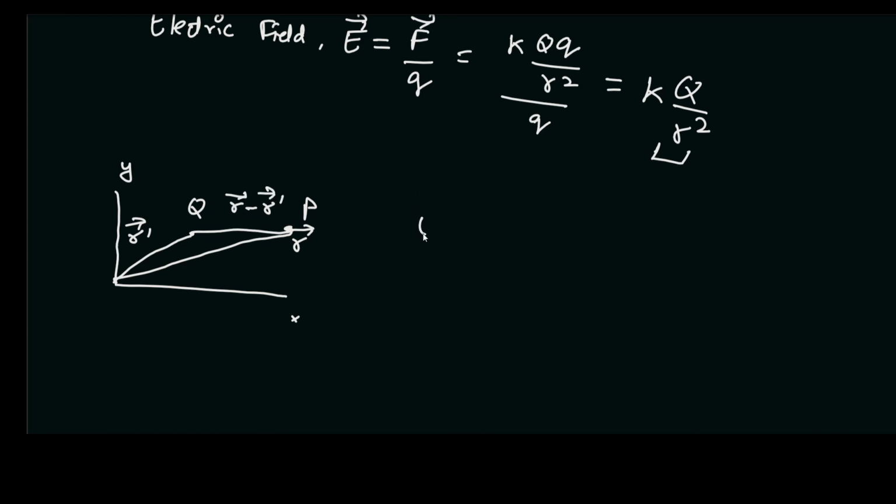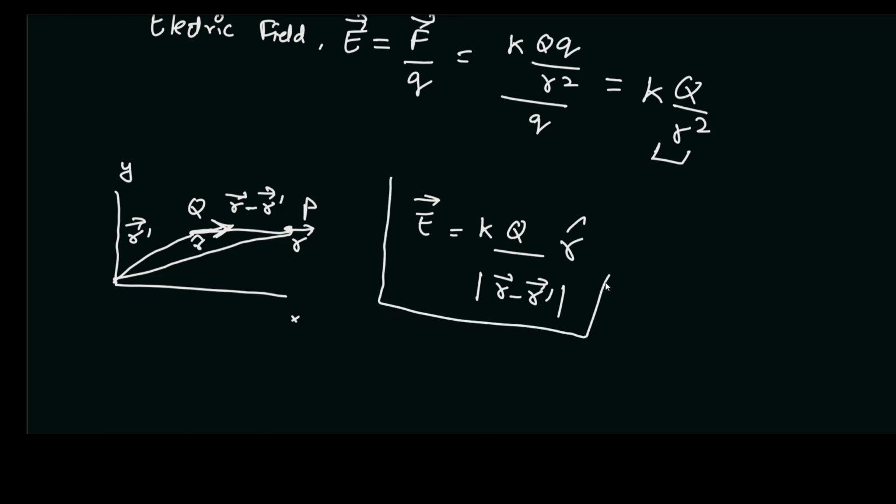We can now write the electric field as K times our source charge divided by magnitude of R vector minus R dash vector squared, multiplied by R cap, where R cap is a unit vector along the line joining Q and the point P. So this will be our R cap. So this is our final definition of the electric field.